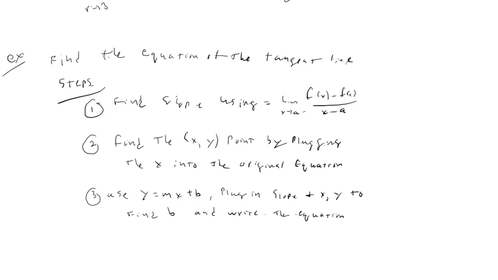Third part here says use the y equals mx plus b. You're going to plug in the slope and x and y. Plug in the slope, right, m from number 1, and x and y from number 2 to find b and write the equation. So this tells you your slope. This is your slope m.